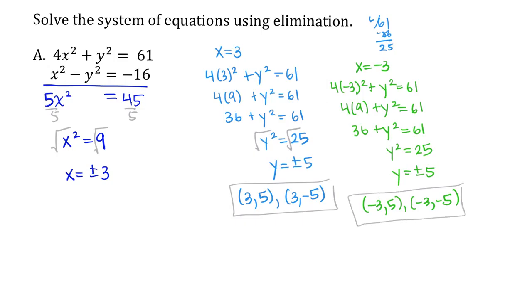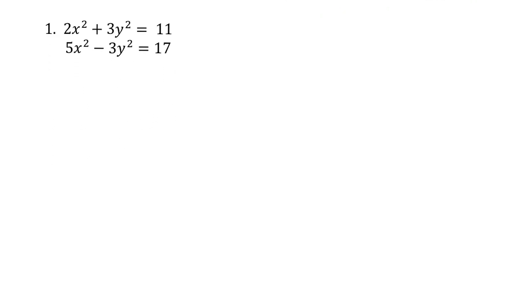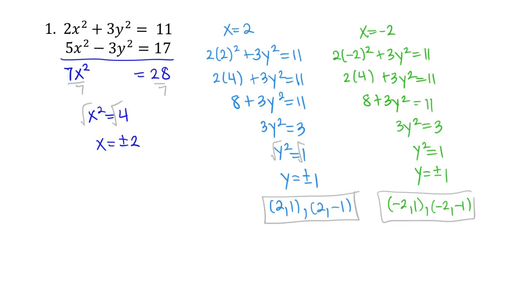Okay, go ahead and try number 1 on your own. We're going to use elimination again. Look for something to cancel, and then don't panic when you get many answers. Unpause when you're done. Okay, these are my answers. I got 2, 1, 2, negative 1, negative 2, 1, and negative 2, negative 1. And if you're wondering, how the heck did I get so many answers?